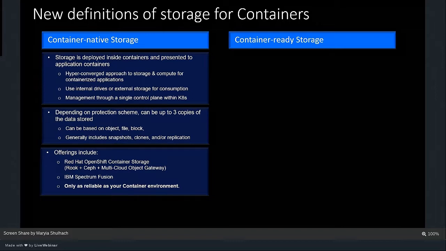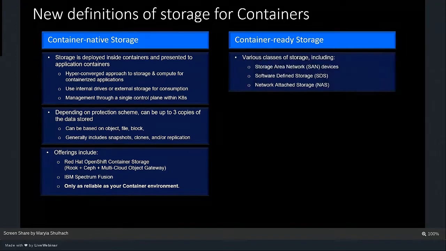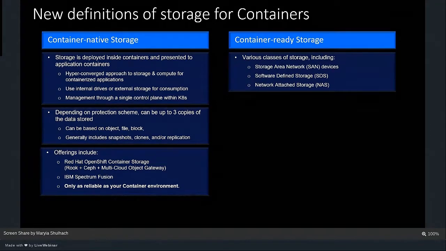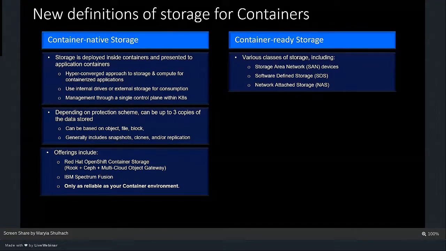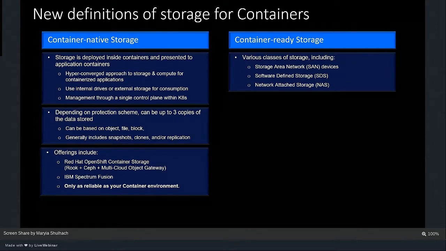And the second approach to the storage for containers is a container-ready solution. A container-ready solution is what is often called storage for containers. So it is essentially a setup where storage is exposed to a container or a group of containers as an external mount point over the network, so over your regular fabrics. And it can be all different devices. It can be storage area network devices with block storage. It can be software-defined storage devices.